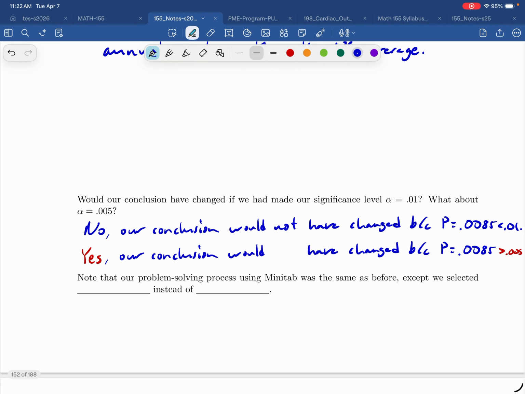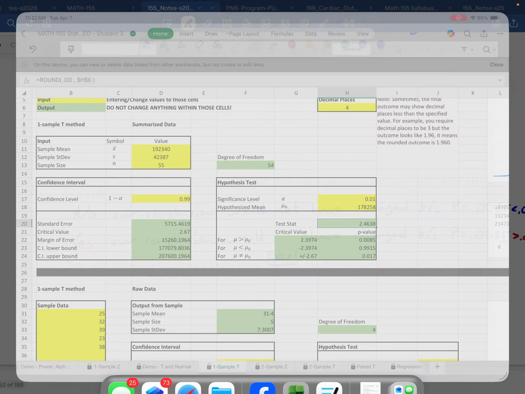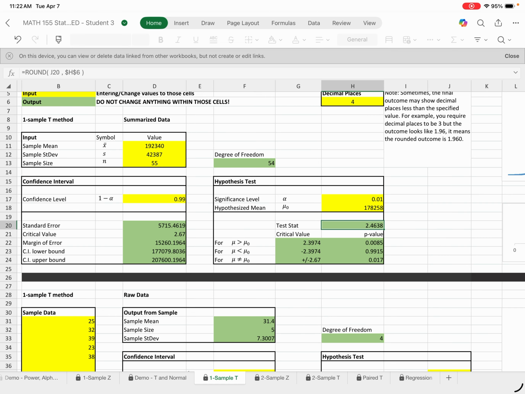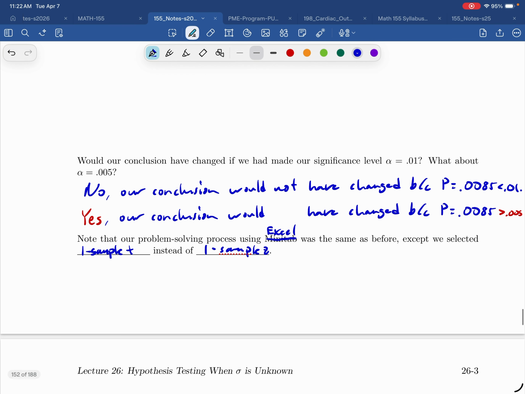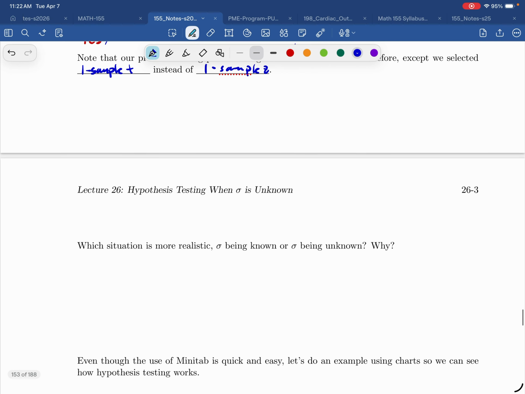So again, note that our problem-solving process used, well, not Minitab, it's really Excel, except we selected one sample t instead of one sample z. Just like before, just like with confidence intervals, right? In fact, this process is completely analogous to confidence intervals, right?